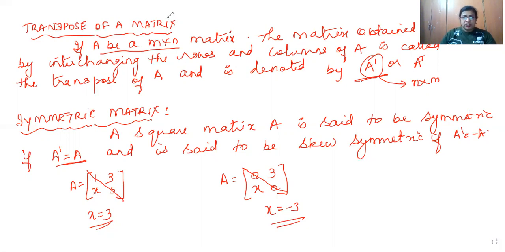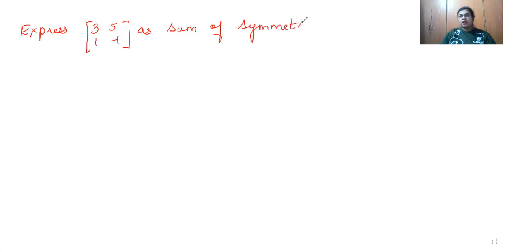So let us take one question. Here they will give you a 3 mark question like this. Express the matrix 3, 5, 1, minus 1 as the sum of symmetric and skew symmetric matrices.